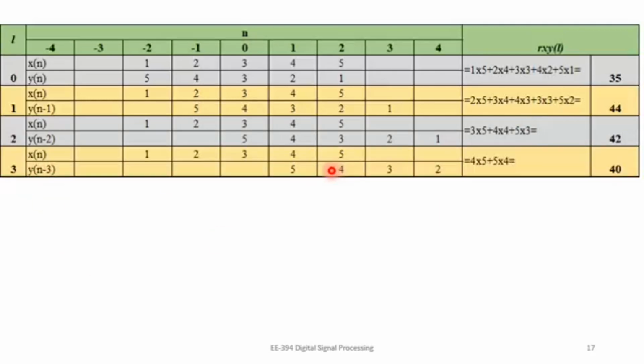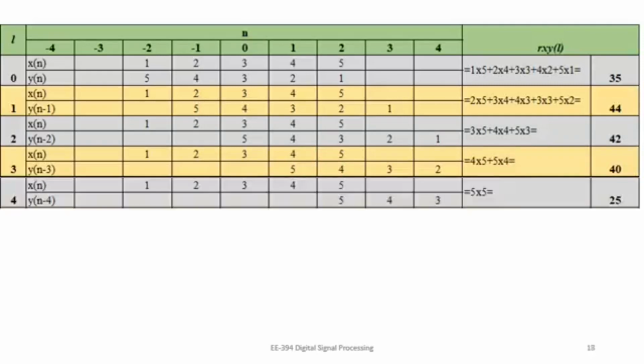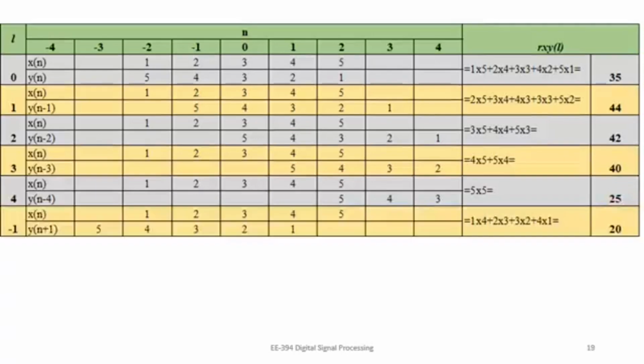For L equals 3, the overlap is between 4 and 5 and 5 and 4. This gives you 40. Then when we move on to L equals 4, there is only one overlap left, 5 into 5, that gives us 25. Then if we move to L equals 5, there will be no overlap, and obviously correlation will be 0.